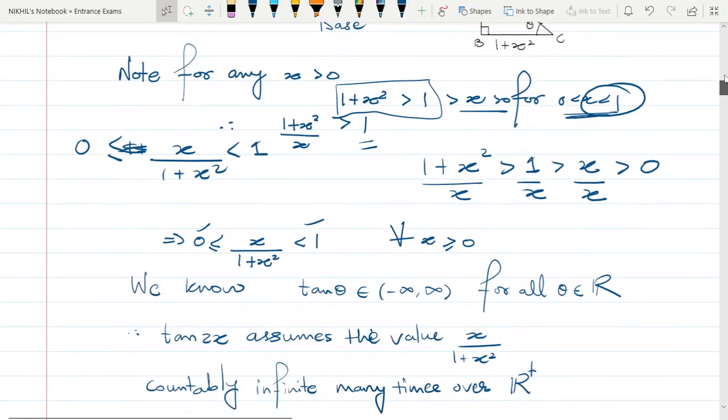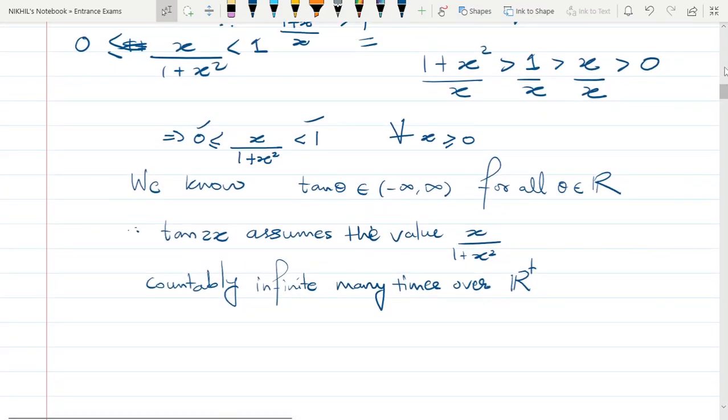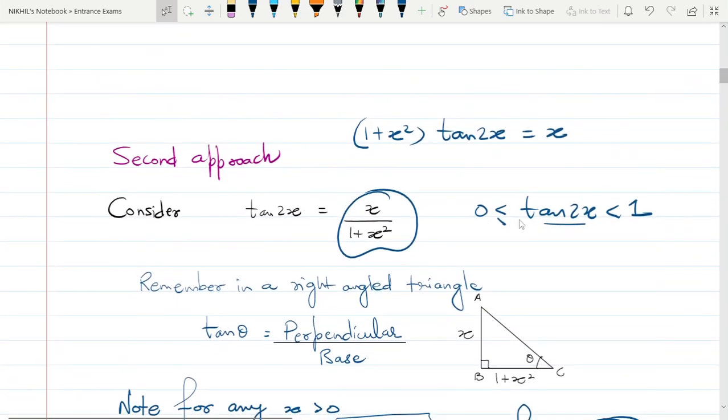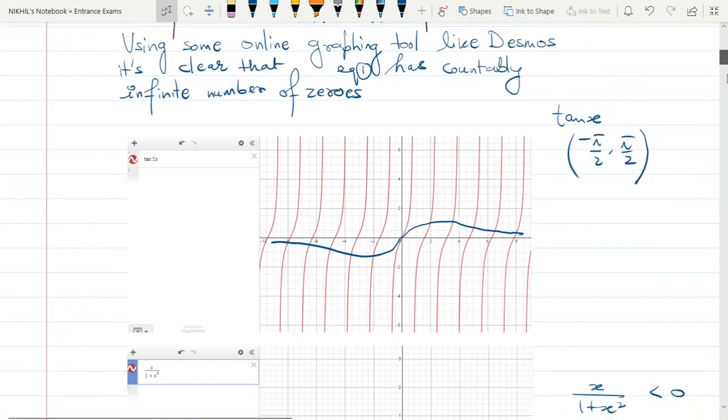From the graph of tan x, I know in the interval minus pi by 2 to pi by 2, it assumes values between minus infinity and infinity. So certainly in every interval where it repeats its values, even tan 2x will assume values between 0 and 1 countably infinite many times. That is visible from its graph here.